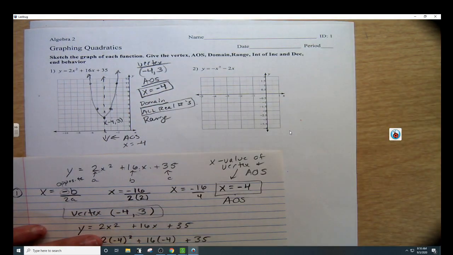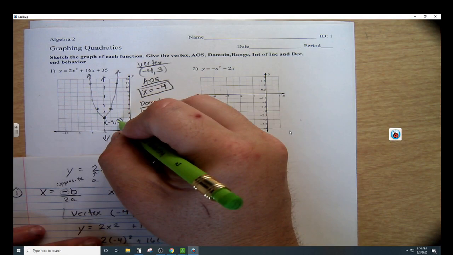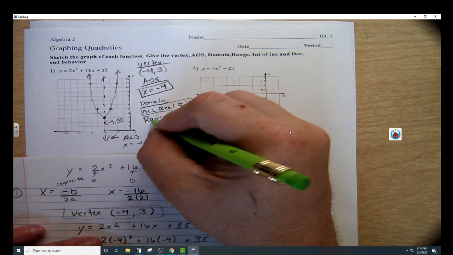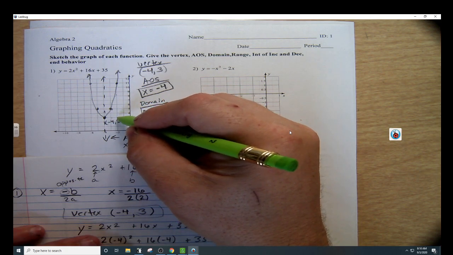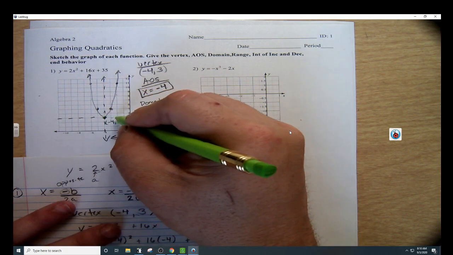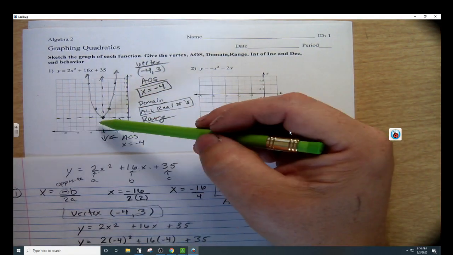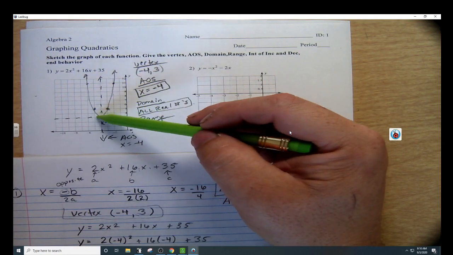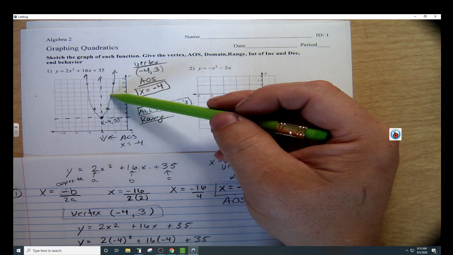Here's my vertex, the y value. Remember, range is your y values. The range is going to deal with the y value of my vertex. If I just draw a dot on it, you don't have to do this, but it makes more sense. Notice this parabola comes down, it decreases till it gets here, and then it starts to increase back up.